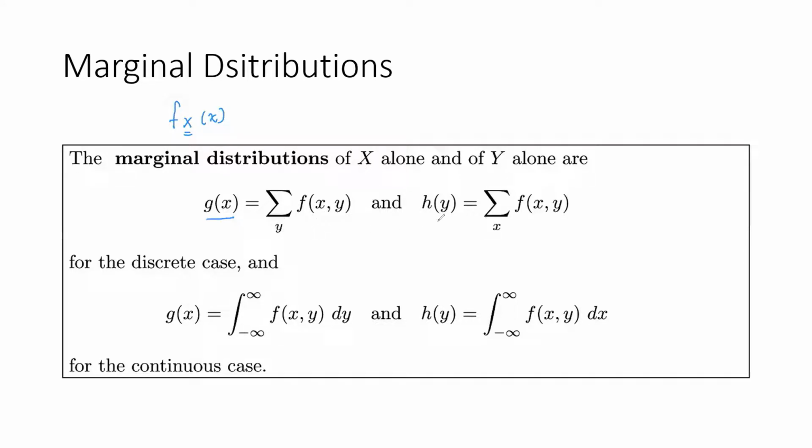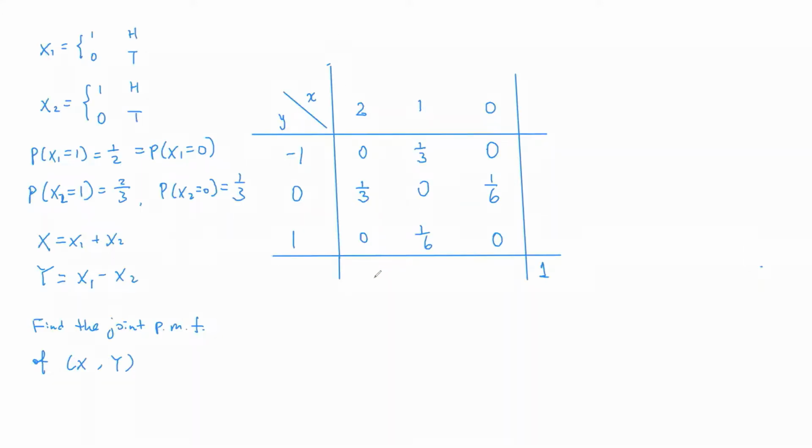And similarly, we have a marginal distribution of y. Sometimes we use this kind of notation. That's the sum of f(x,y) for all x. All right, that's for the discrete case. For the continuous case, we're going to have a different short lecture. So this is for the marginal distribution of x.